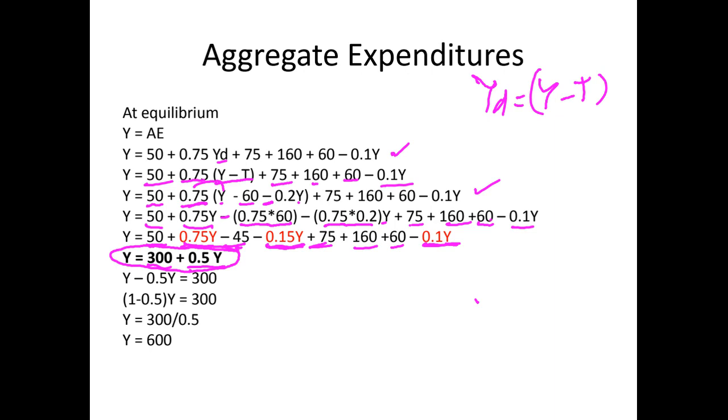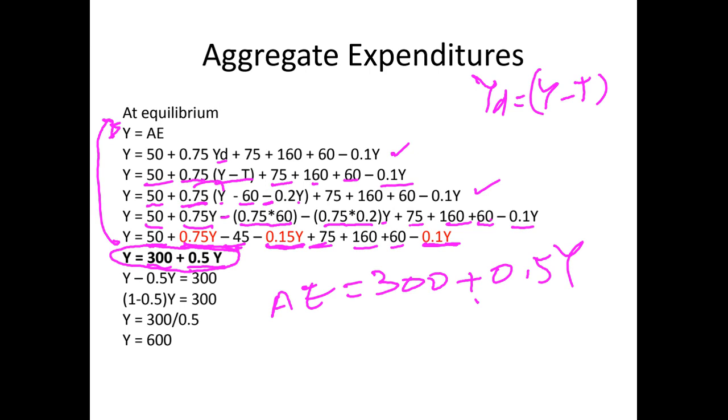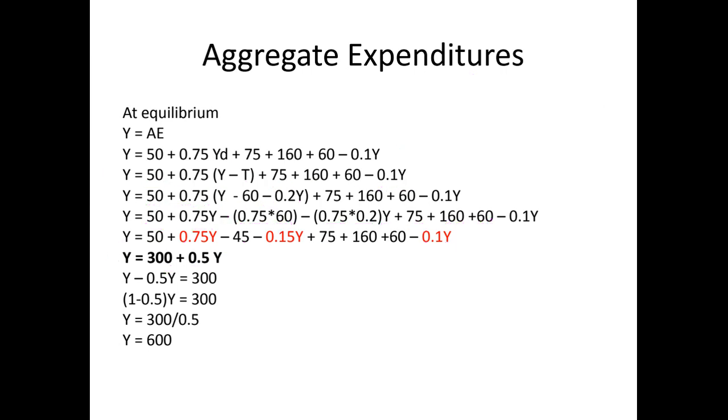So basically, if I write here 300 plus 0.5y, this is your aggregate expenditure. And you equated this aggregate expenditure with y. That's why you are writing y equal to 300 plus 0.5y. Now you have y on both sides of the equation, if you notice here. So just consider the bold part of this. Let me mark this.